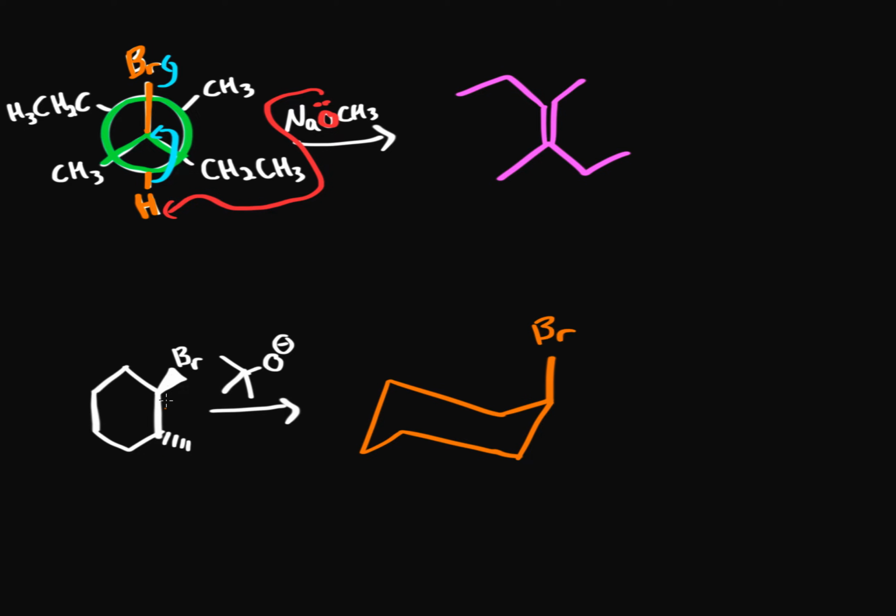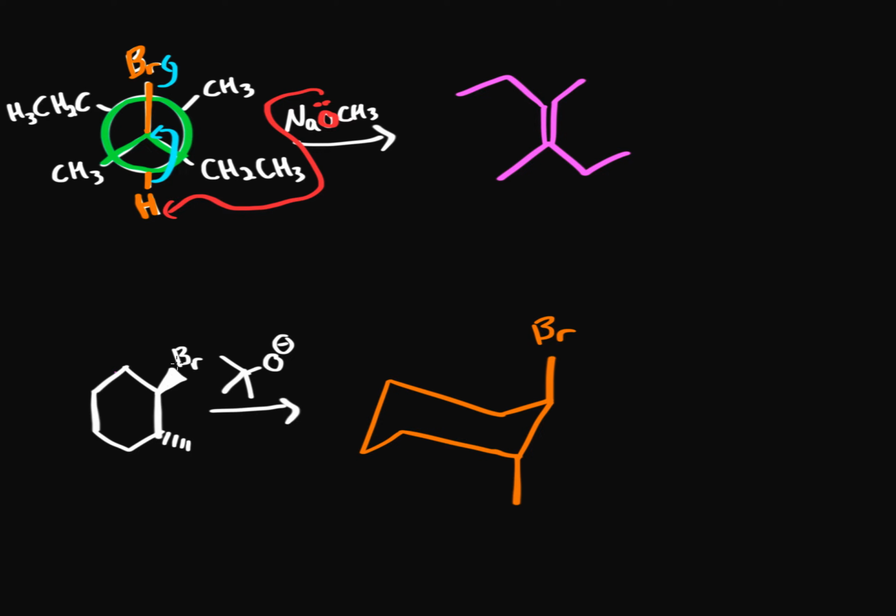Now on the next carbon over here, we're going to have our methyl going down. Now we need our hydrogen to be anti to our bromine. It also has to be axial. So not only does the hydrogen have to be diaxial to the bromine, but it also has to be anti. So it's pointing down instead of up. Or if the bromine is pointing up, the hydrogen has to be pointing down, just in the opposite direction.